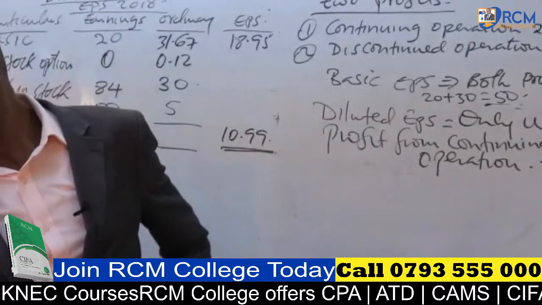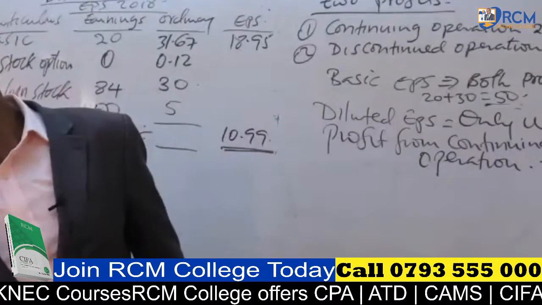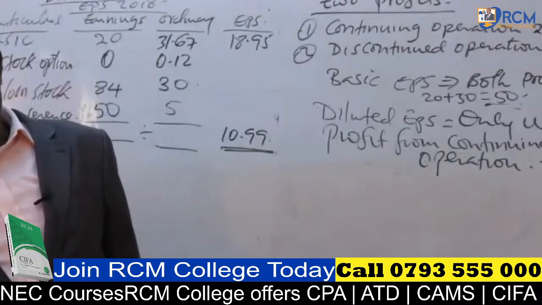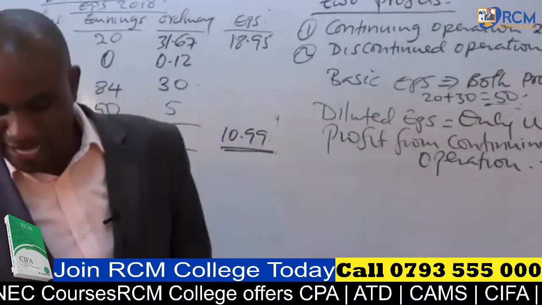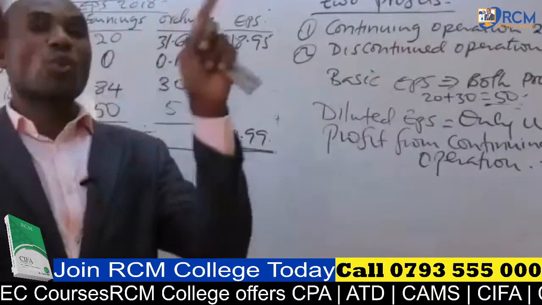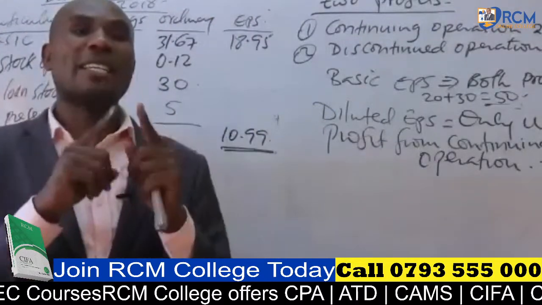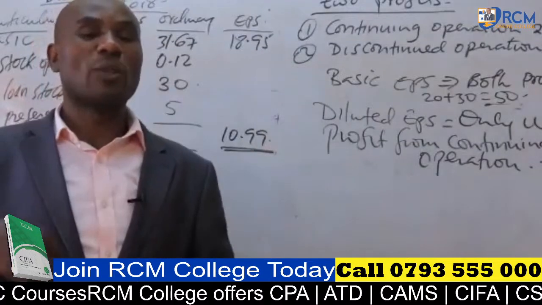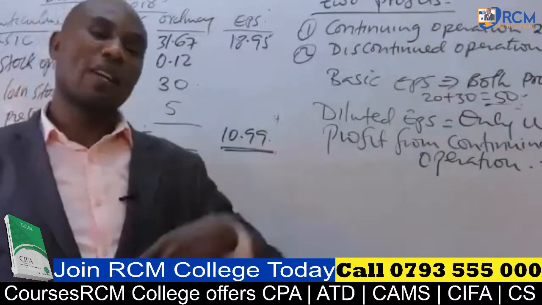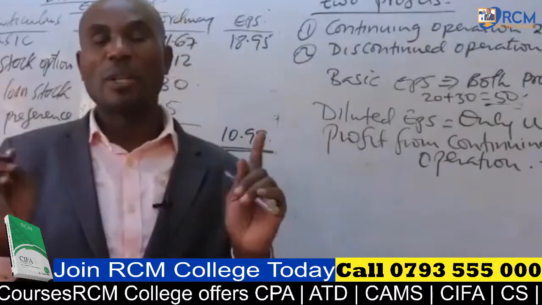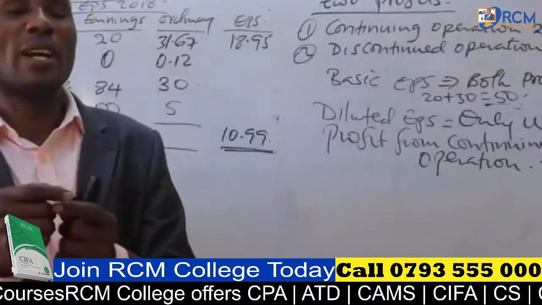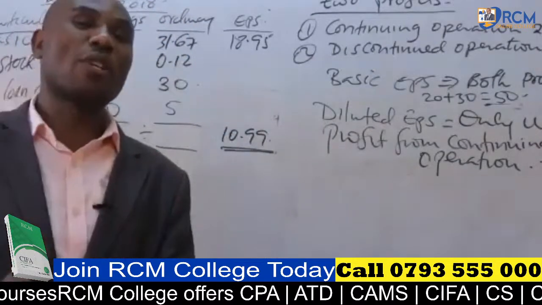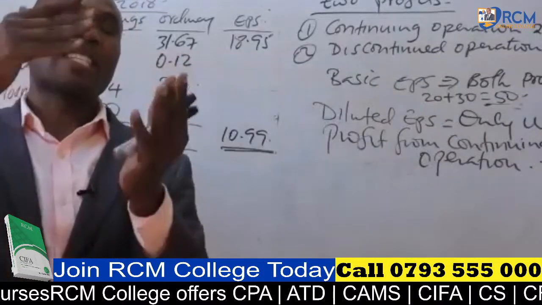What of ordinary shares? The examiner will not give the ordinary shares of the discontinued operation because at the end of the day, we are just one company with one ordinary share. Therefore, the ordinary share will just be one. It will not be the ordinary share for the continuing and ordinary share for the discontinued. No, we shall just have one ordinary share. We are only discontinuing like a branch, like a subsidiary.